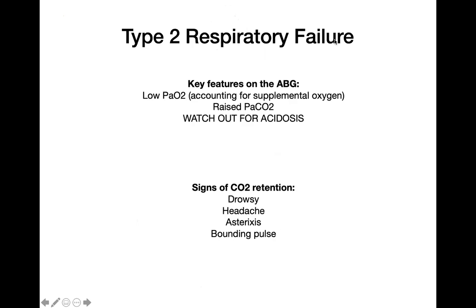Yeah, so we want to be commenting on the oxygen, on the CO2, and we want to be commenting on compensation. Even if it's normal, we would be watching out for this acidosis, and we know that it's normal because it's being compensated. Some of the signs of CO2 retention are drowsiness, headache, asterixis, the things you will say when you're doing your examination, though obviously in real life, drowsiness is probably what you'll see or look for, or you might feel a bounding pulse.